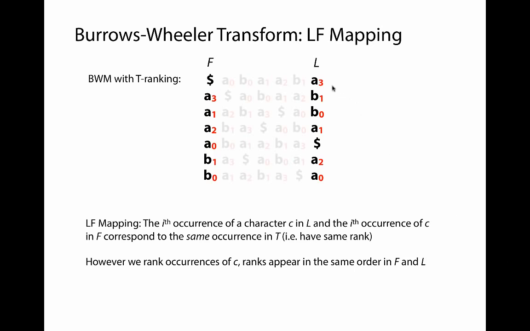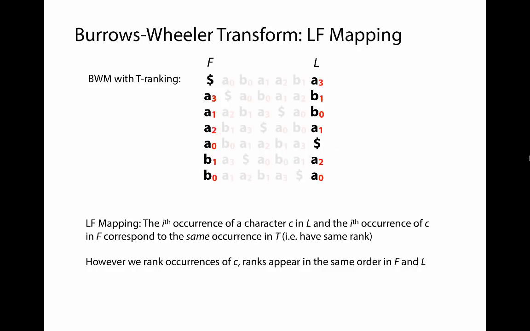And we just saw that here. But we can just sanity check that. For example, here's A sub 2. What the LF mapping property is telling us is that the third A in the first column should correspond to the same A in the original text. In other words, it should have the same rank as this A here. Boom, boom, boom. Yes, A sub 2.